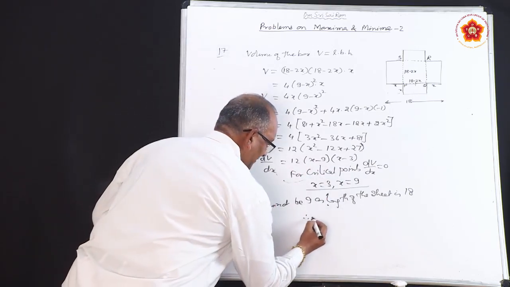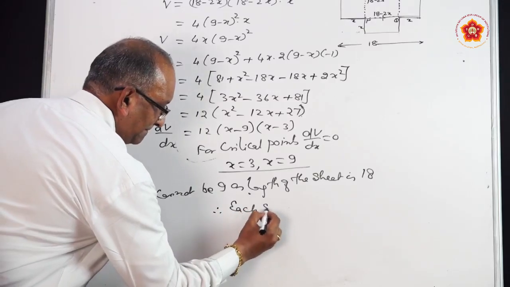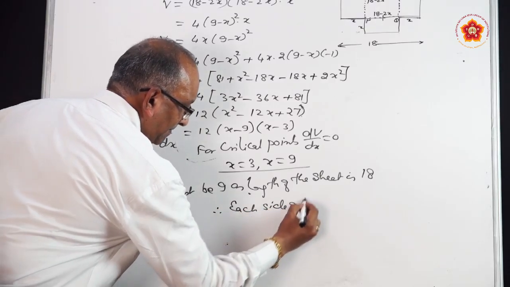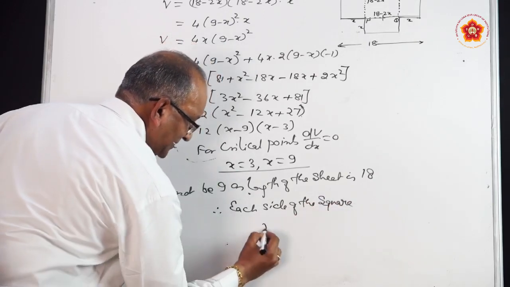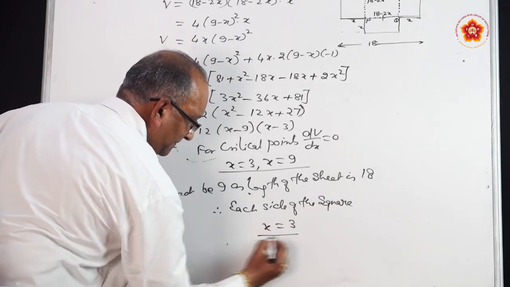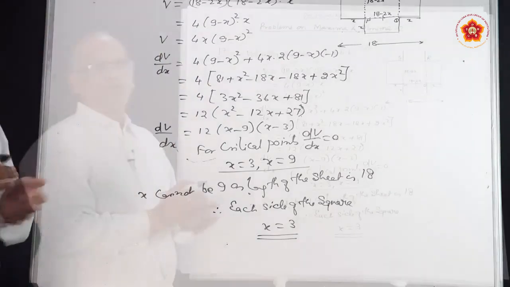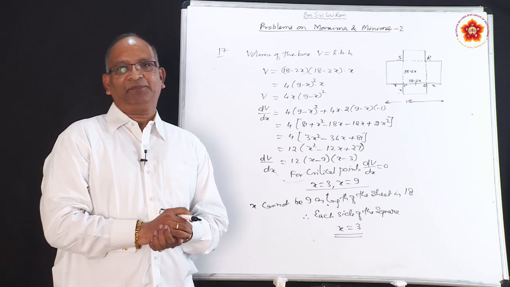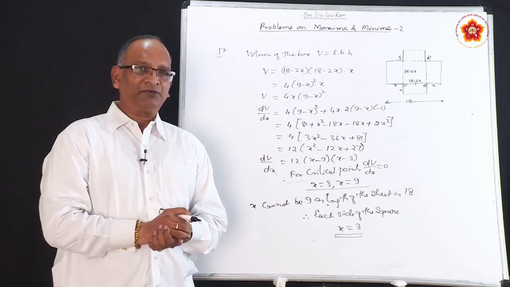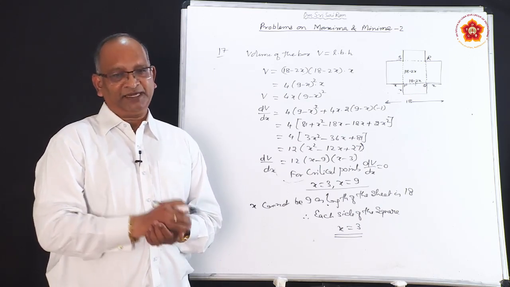Hence, each side of the square is x equal to 3. This is the answer. And this is how slowly we are entering practical problems using maxima and minima. Let us move to the next.